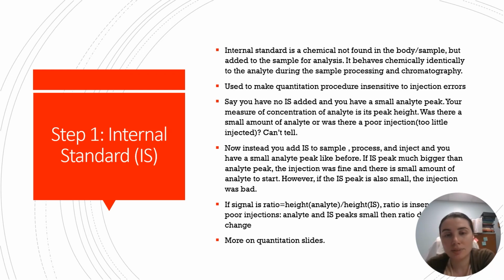If you add internal standard to a sample and you have a small analyte peak, if your internal standard is much bigger than the analyte peak, then your injection was likely fine. However, if the internal standard peak is also small, that is a sign that your injection was bad. Furthermore, if your signal is the ratio of the height of your analyte over the height of your internal standard, then that ratio is, to a certain extent, insensitive to poor injections, which will also eliminate, in many cases, the necessity of repeating your analysis. And more on that on the quantitation slides.